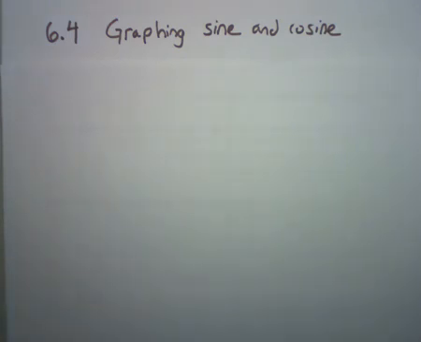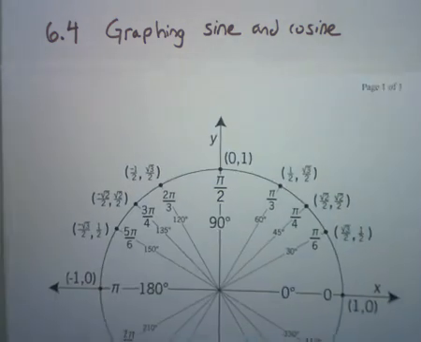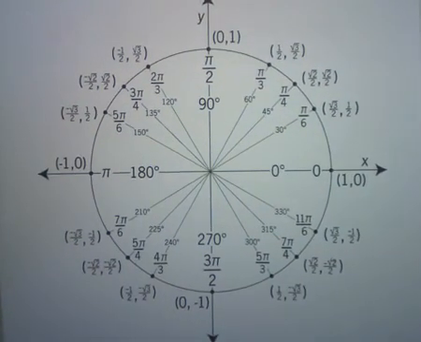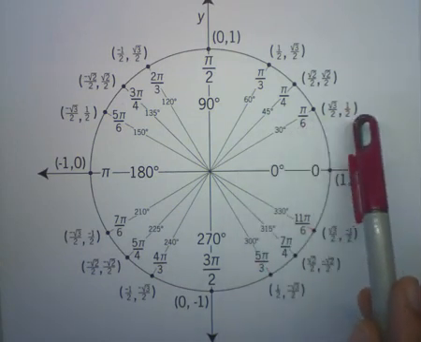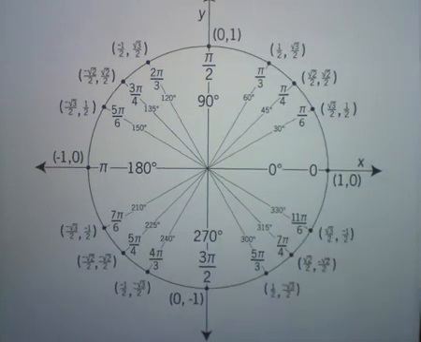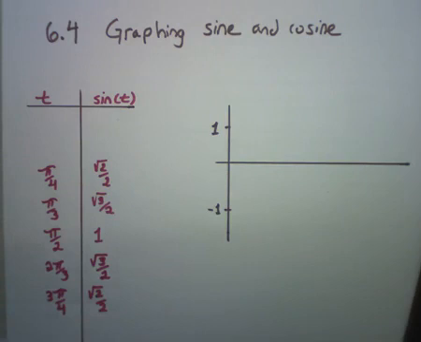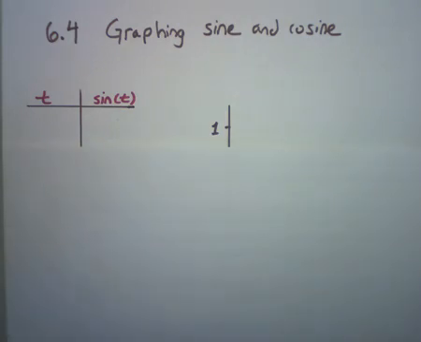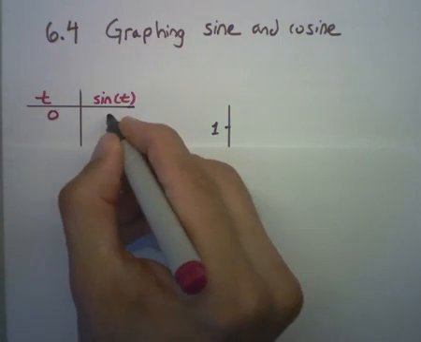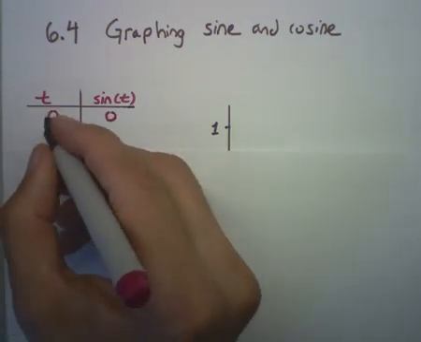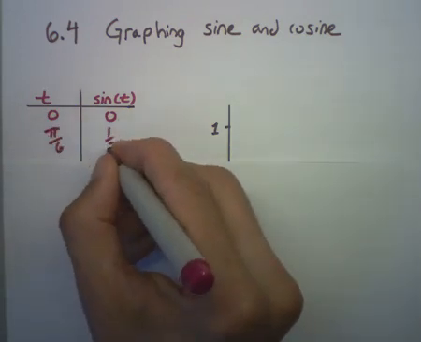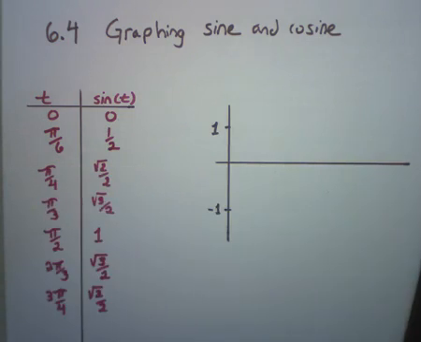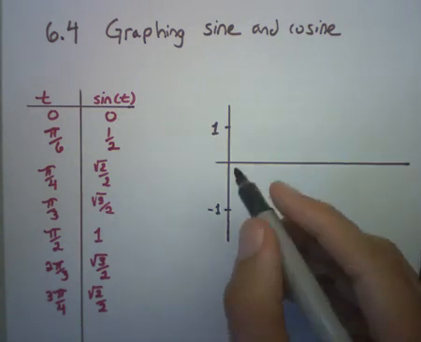Okay, so you know from your unit circle that if we're talking about sine, we're talking about the y-coordinate on the unit circle. And I could say things like sine of 0 is 0, and sine of pi over 6 is 1/2, and sine of pi over 4 is square root of 2 over 2. And I could keep going like that, and we could make a table. So I'd say if t is 0, then sine is 0, and if t is pi over 6, then sine is 1/2, and you can keep going. You can make a big table.